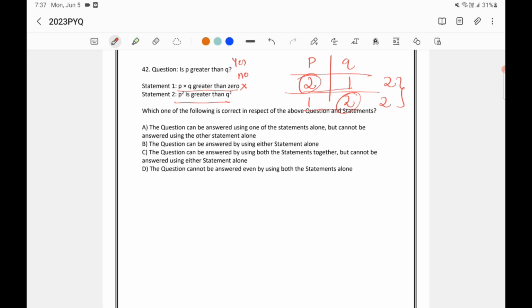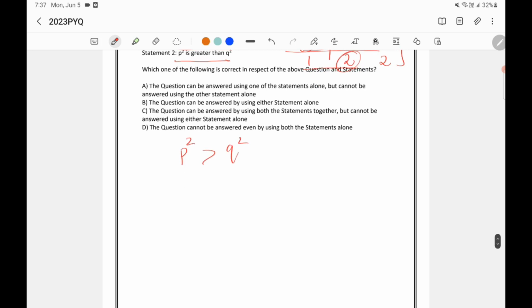So here statement 2 says that P square is greater than Q square. Now let us consider both a negative number and a positive number here. Let's say that P is 2 and Q is 1. Now 2 square is 4 and 1 square is 1. So P square is greater than Q square, and P is greater than Q, right? Because P is 2 and Q is 1, P is greater than Q. But if it's a negative number, let's assume that P is minus 2 and Q is minus 1.